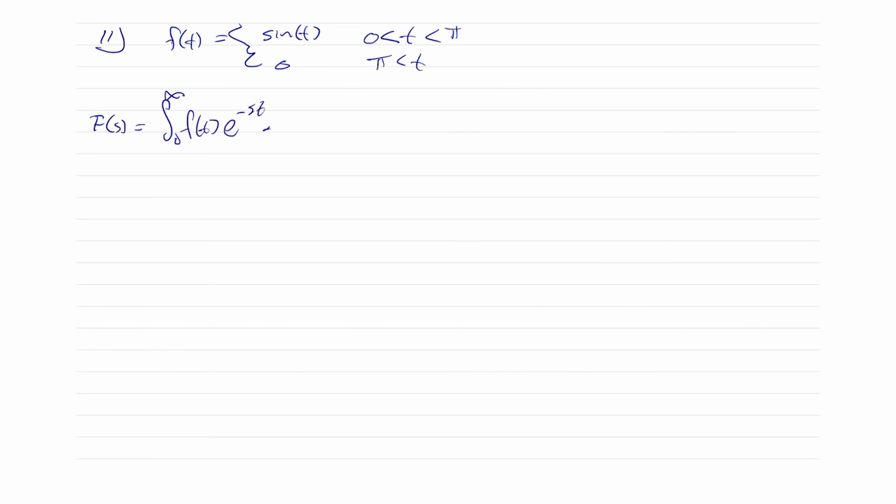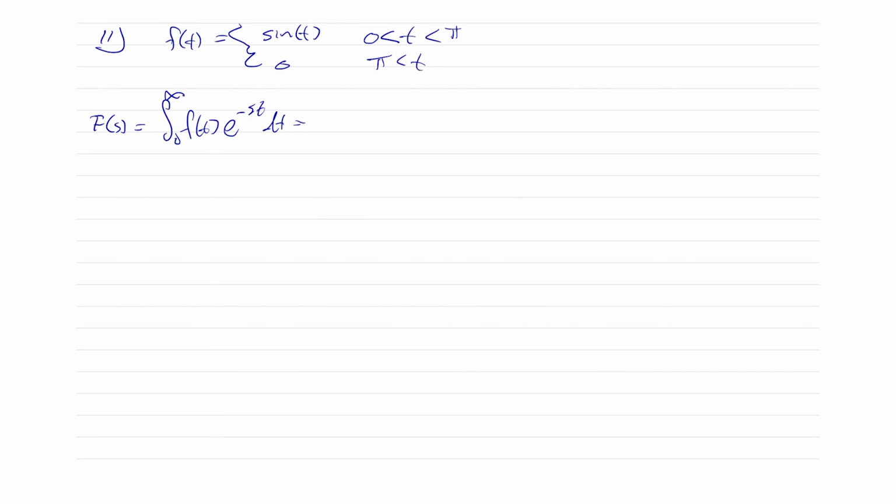Okay. So for number 11, what do we get? We have f of t is equal to, it's a piecewise function, so we have sine of t for 0 is less than t is less than pi, and then afterwards we just have 0 for t bigger than pi. Okay, so we're going to try to compute the Laplace transform of f, so it's the integral from 0 to infinity of f of t e to the minus st dt.